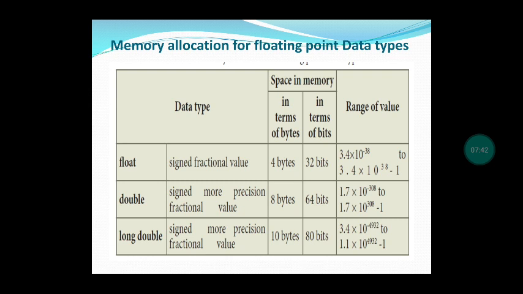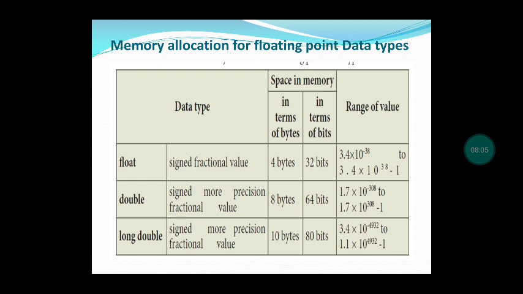Float is a single precision, double is a double precision. After the decimal point, float accepts only 7 digits, double accepts 14 digits after the decimal place. And its space is 8 bytes, and it has 64 bits, and the range of values also differs when compared to float. And the next one is long double.